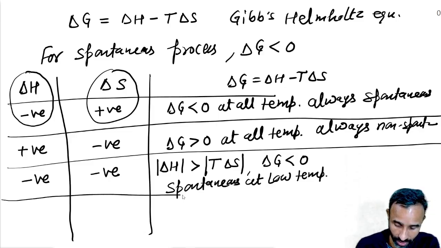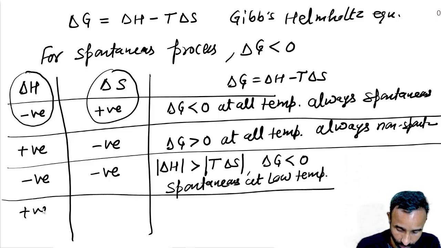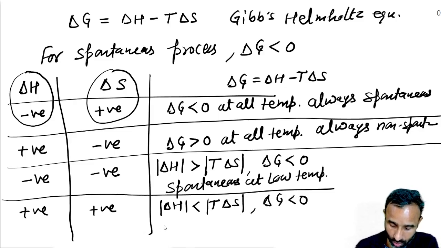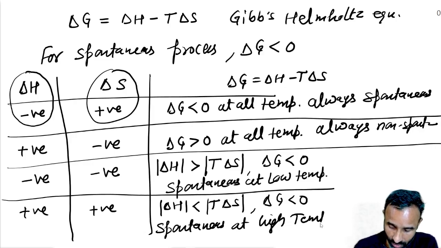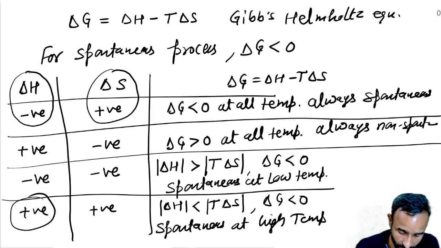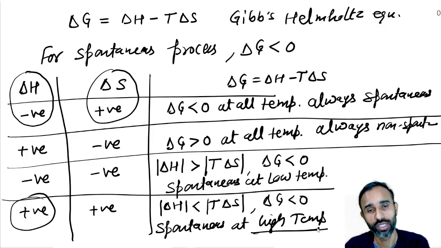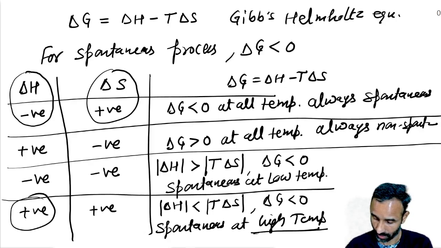exothermic reactions. And if both are positive, in such a case delta S is in favor. So here it is just the opposite. Thus such a process is spontaneous at a high temperature. That means endothermic reactions are spontaneous at high temperature, or high temperature favors endothermic reactions. Okay.